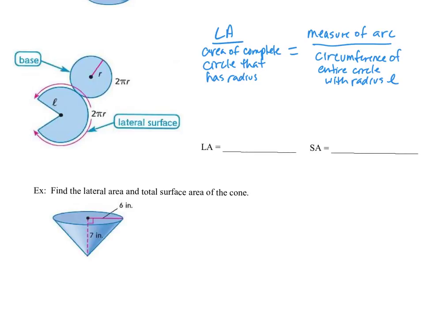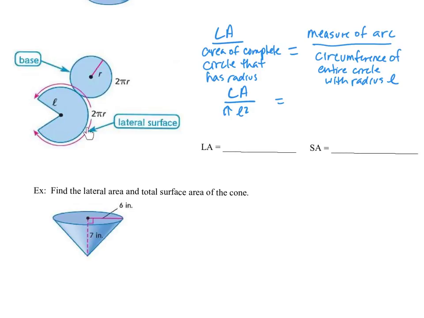Okay, we'll take that ratio and set it equal to this partial circumference to the total circle. What that would look like, well, we're just going to call lateral area LA. Now, the area of this complete circle would be pi times its radius squared. So that's pi times L squared, okay? And then that's equal to the measure of this arc.